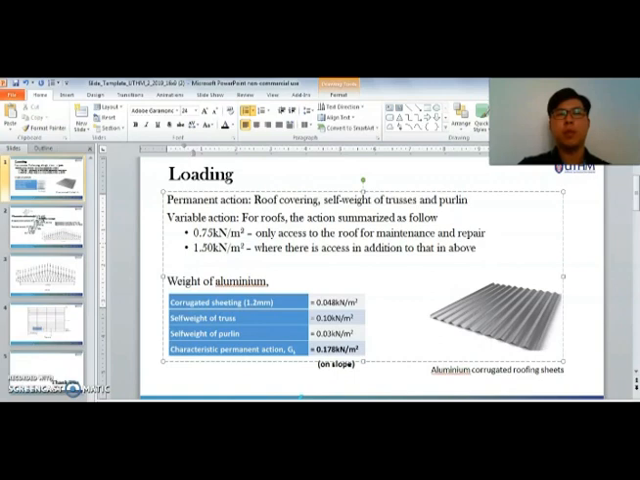In our project, we use the aluminum corrugated roofing sheet. The Gk is equal to 0.048 kN per meter square. The surface of the trusses is equal to 0.10 kN per meter square, and the surface of the purlin is equal to 0.03 kN per meter square. So the total permanent action Gk is equal to 0.178 kN per meter square, which is on the slope.